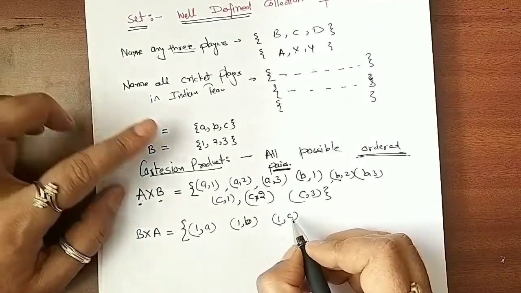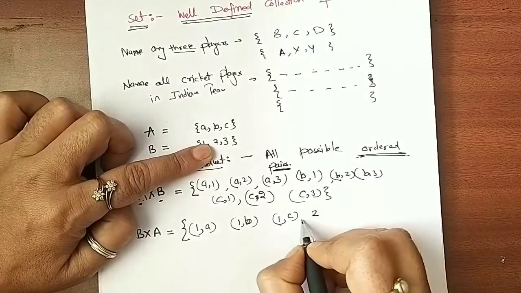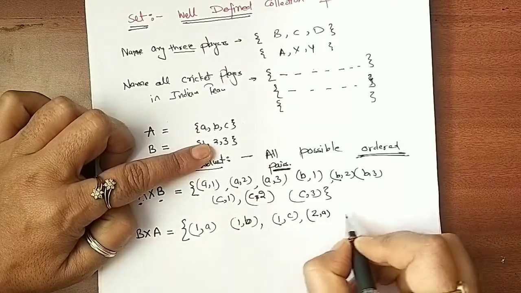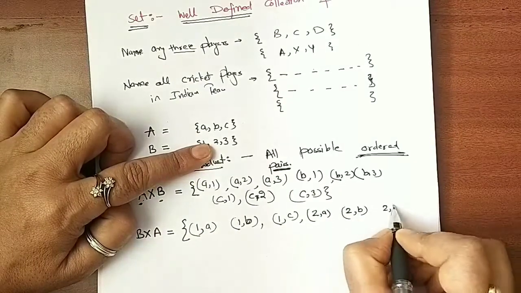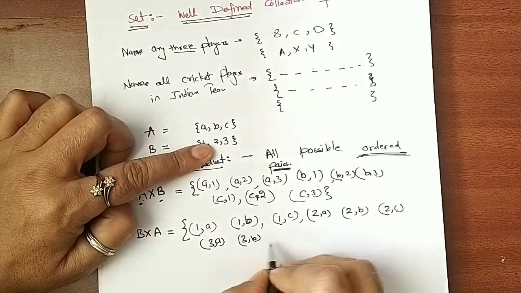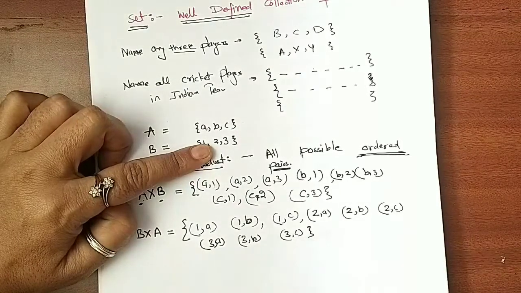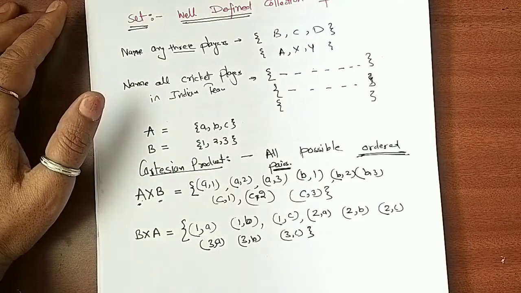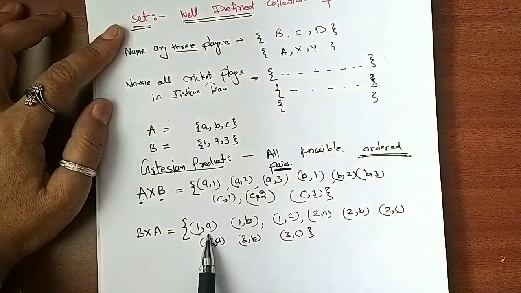Now let me take 2. Suppose I took 2, so it can be 2A, 2B, or 2C. It can be 3A, 3B, and 3C. You can see that only the order has changed, right?